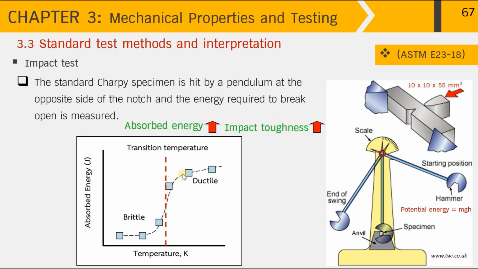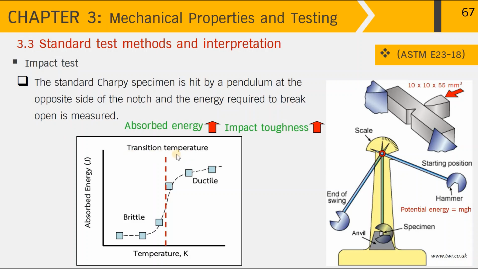Once the temperature increases to a certain level, more and more energy is absorbed during fracture, and that is when the metal behaves or fails in a ductile manner. For engineers, we have to identify the temperature that is safe for the metal to be used in service conditions. It is a conservative criterion that it should be used at the temperature where it can absorb the most energy, which is up here on the upper shelf of the curve.